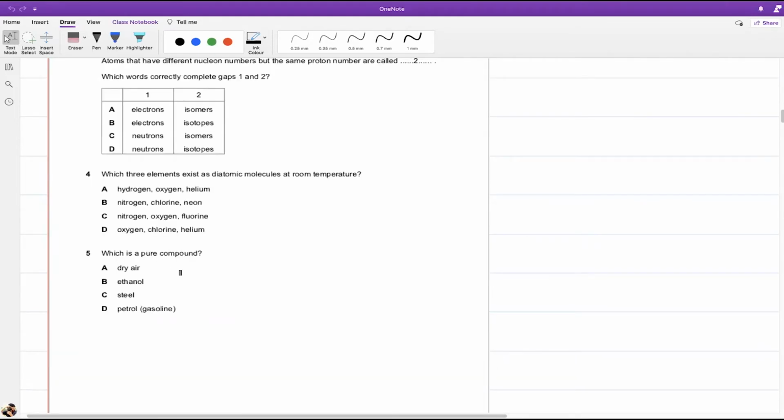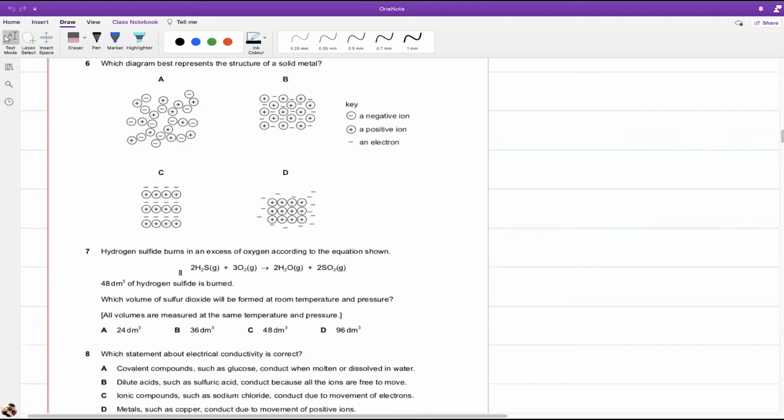All right, which is a pure compound? Ethanol, clearly. Dry air is not a compound, it's a mixture mainly of nitrogen. Steel is carbon, iron, and something else. Petrol, while it may seem that it's a pure compound, it's not. It's a mixture of hydrocarbons which are really close to each other in terms of Mr, which is why we just use it and burn it.